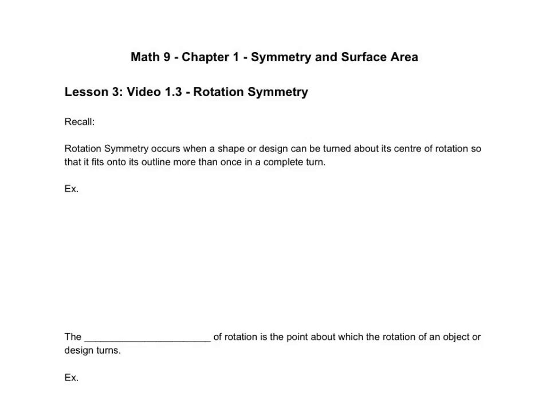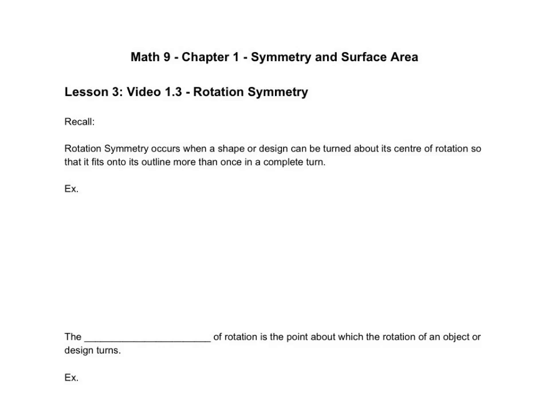Alright, this video looks at rotation symmetry. So far we've looked at line symmetry, and today we're going to look at rotation symmetry. We mentioned in our very first video what rotation is, but we'll look in more detail in this video. Remember that rotation symmetry occurs when a shape or design can be turned about its center of rotation so that it fits onto its outline more than once in a complete turn.